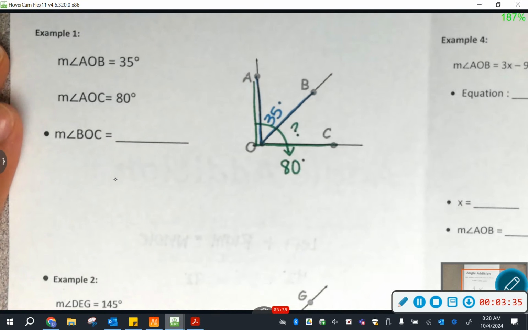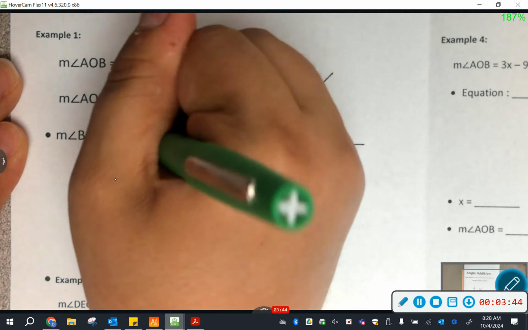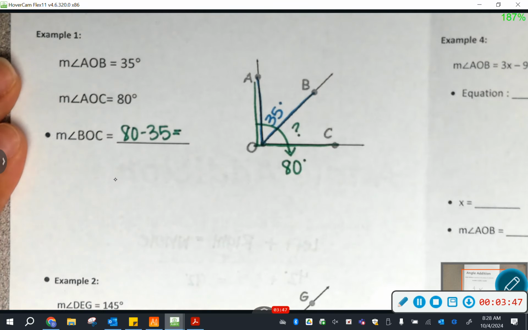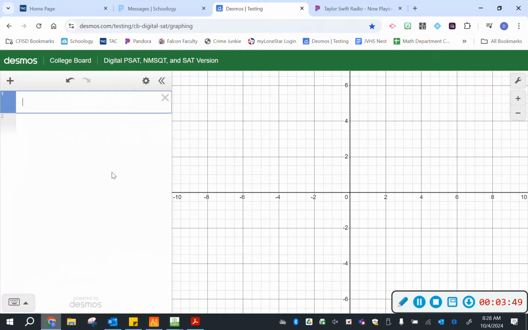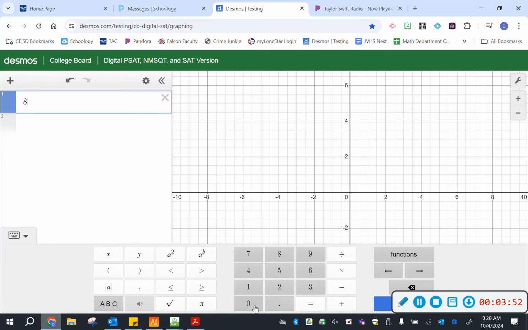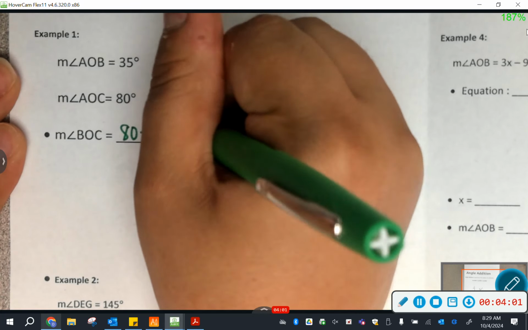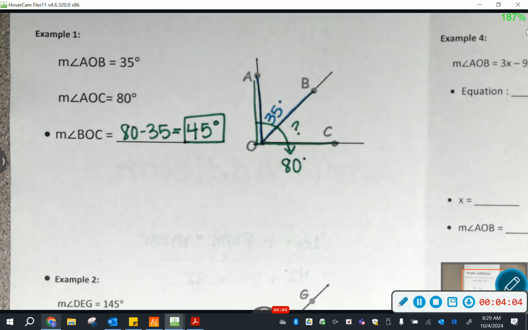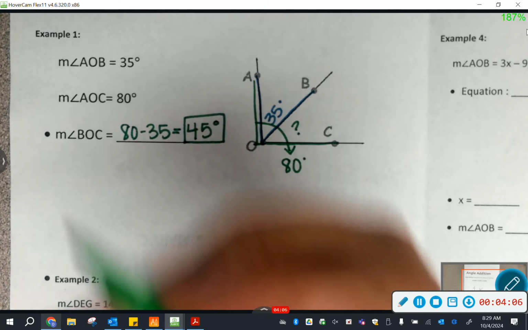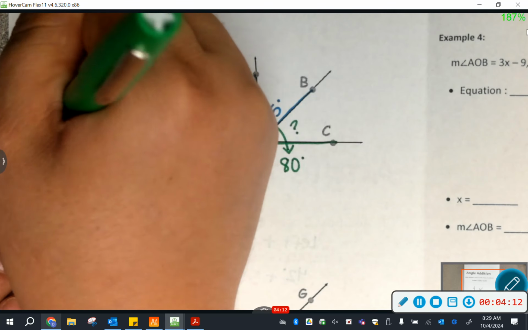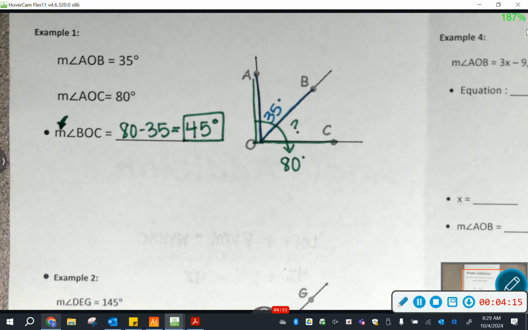How do I find BOC? Subtract it. What am I going to subtract? 80 minus 35 is what? I believe you are right, but let's make sure. 80 minus 35 is 45 what? Degrees. Box that answer. You need a degree symbol if I'm asking you for the measure of an angle. That's an arrow. If I'm trying to find the measure of an angle, I want a degree sign.